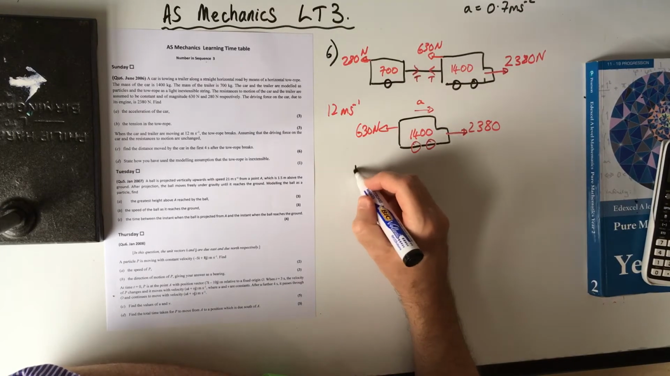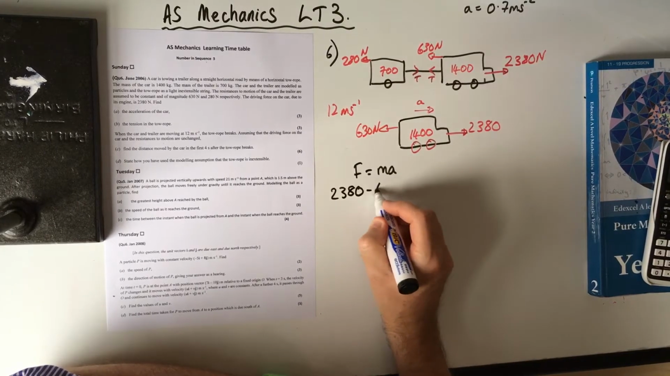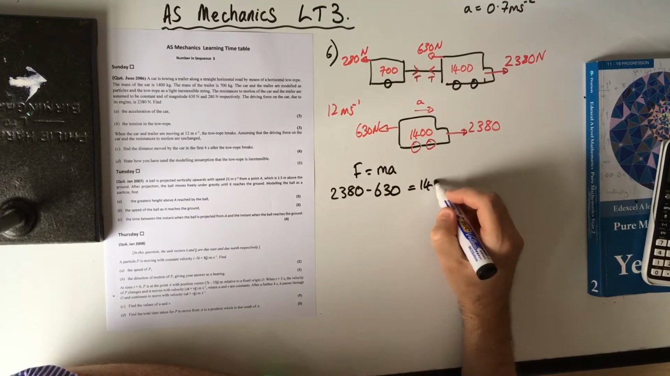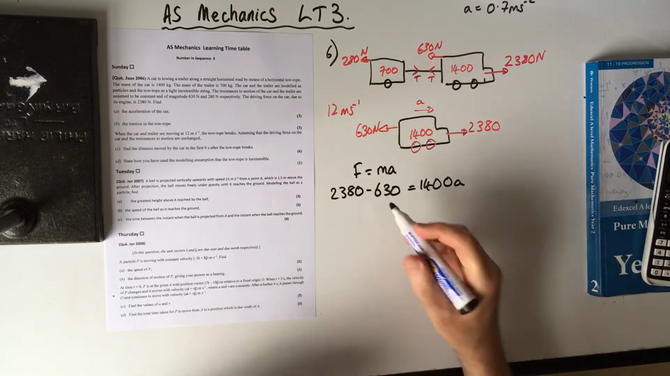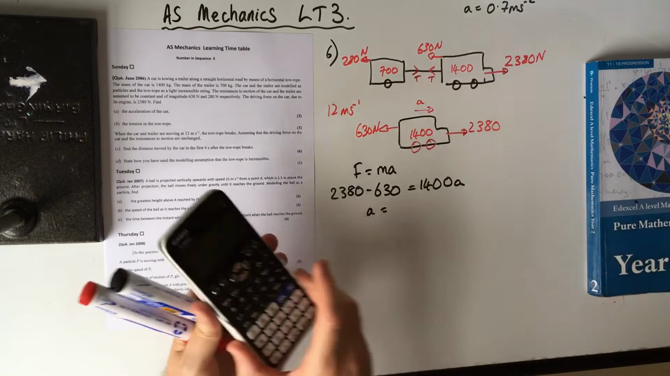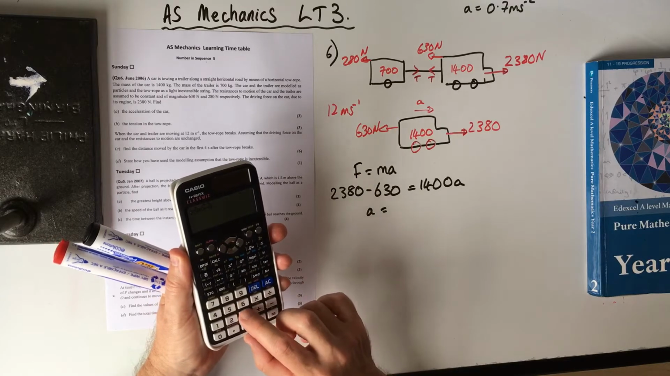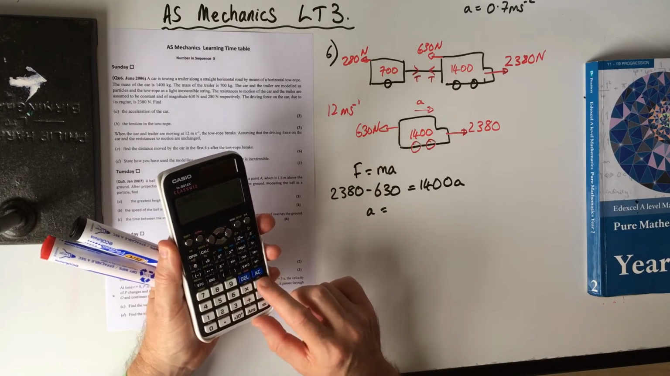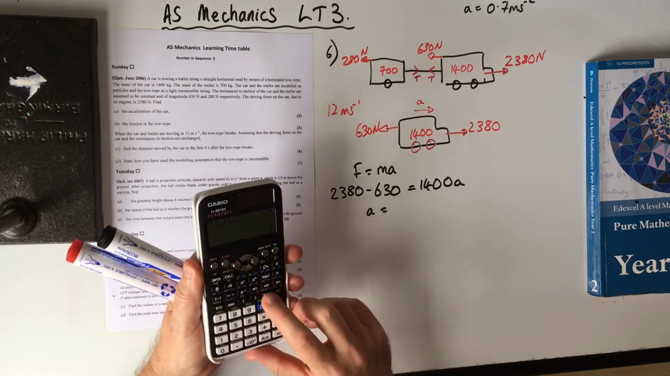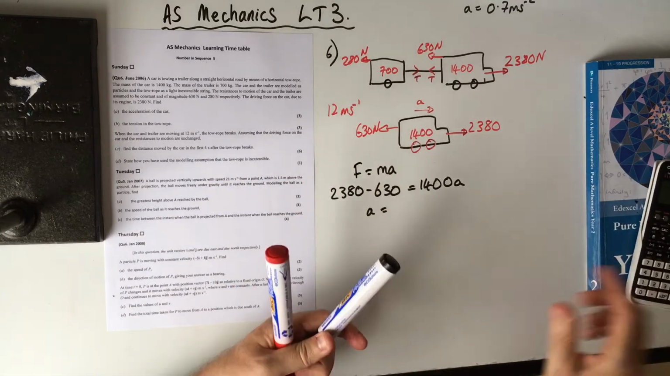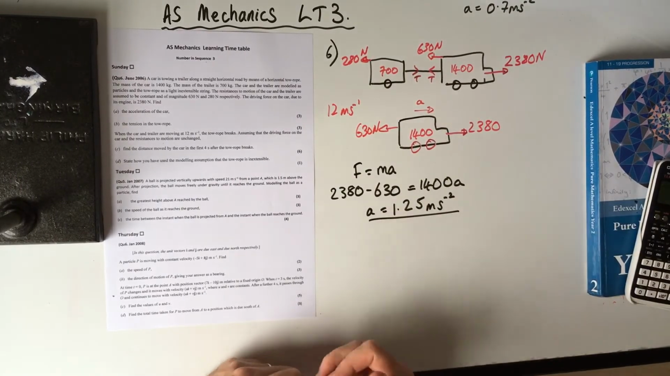So if we apply F equals ma to this situation now, the force, 2380 minus 630, is equal to the mass, which is 1400, times the new acceleration. So take away that, divided by 1400 is the acceleration. 2380 minus 630, that's the net force, divided by 1400 is equal to 5/4. So you can see quite a big increase, 1.25 meters per second squared. That's the new acceleration.